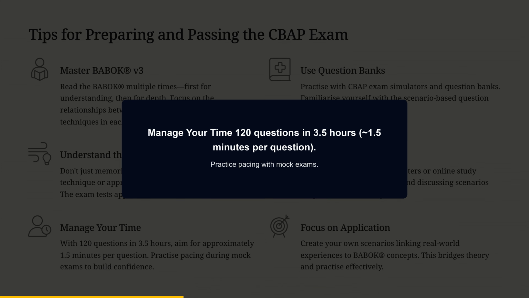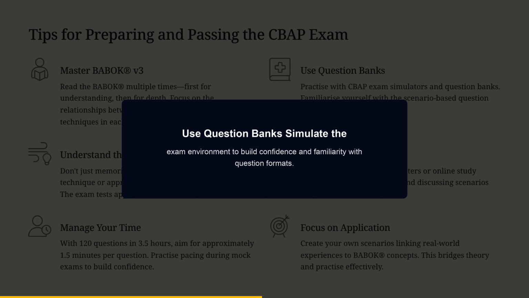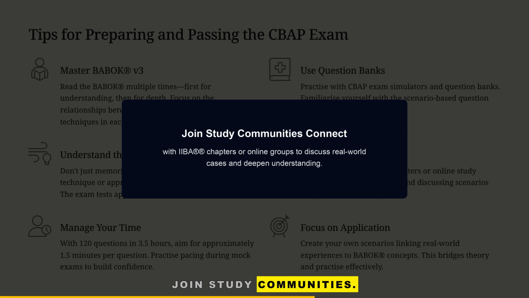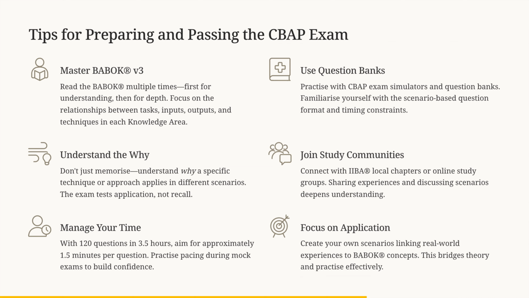Manage your time. You'll face 120 questions in 3.5 hours, about 1.5 minutes each. Practice pacing with mock tests to stay calm and efficient. Use question banks. Simulate the exam environment using online practice questions. Familiarity builds confidence and accuracy. Join study communities. Connect with IIBA local chapters or online groups. Sharing and discussing real-world cases strengthens your understanding.